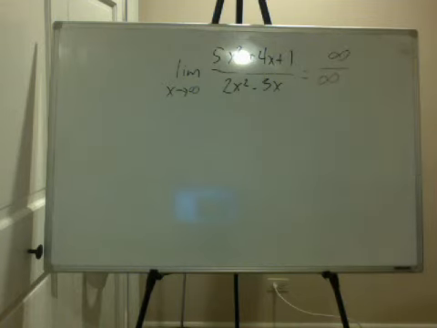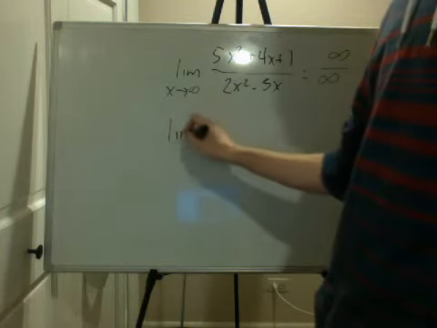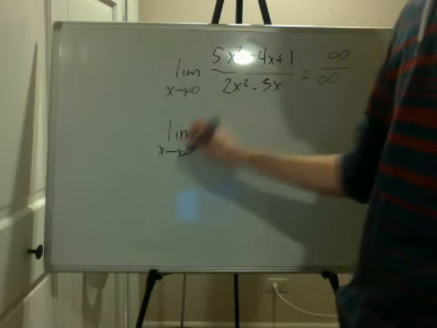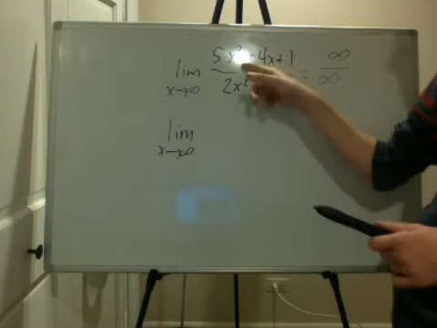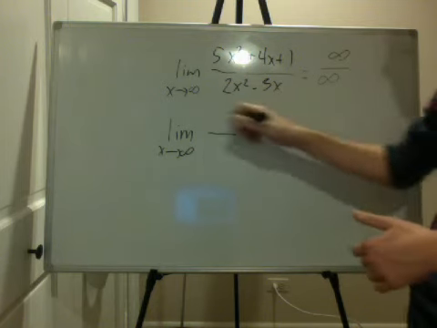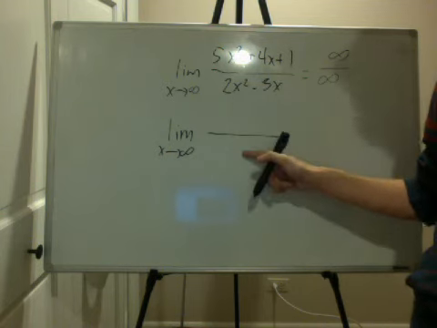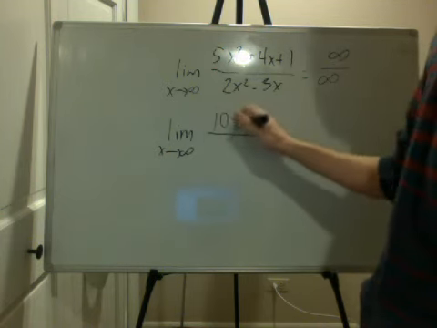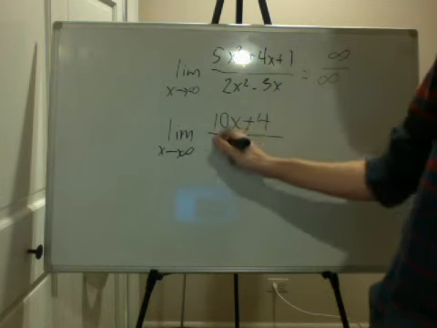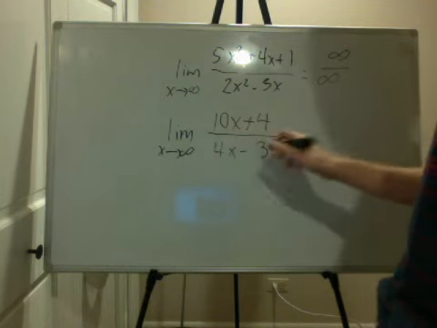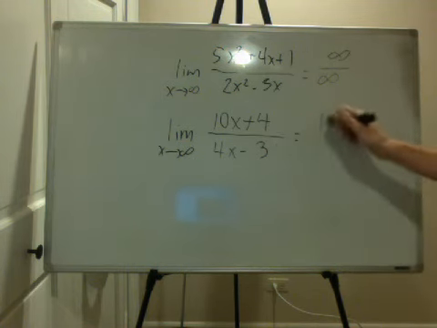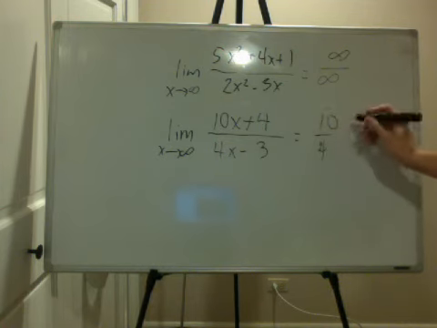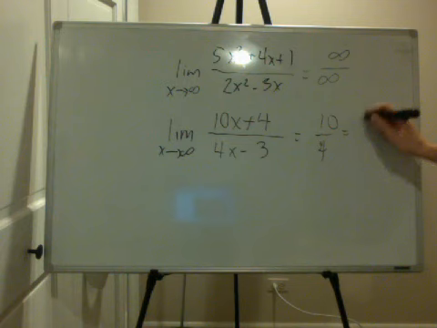We are going to take the derivative of this. And once again, I want to stress, I don't mean take the derivative of the whole fraction, because that's the quotient rule, and you don't ever want to do the quotient rule. You take the derivative of the top, and put it in the top of a new limit. Take the derivative of the bottom, put it in the bottom of a new limit. So this would be 10x plus 4 over 4x minus 3. Now, if you plug in infinity, you're going to use the leading coefficients and get 10 over 4, or 5 over 2.